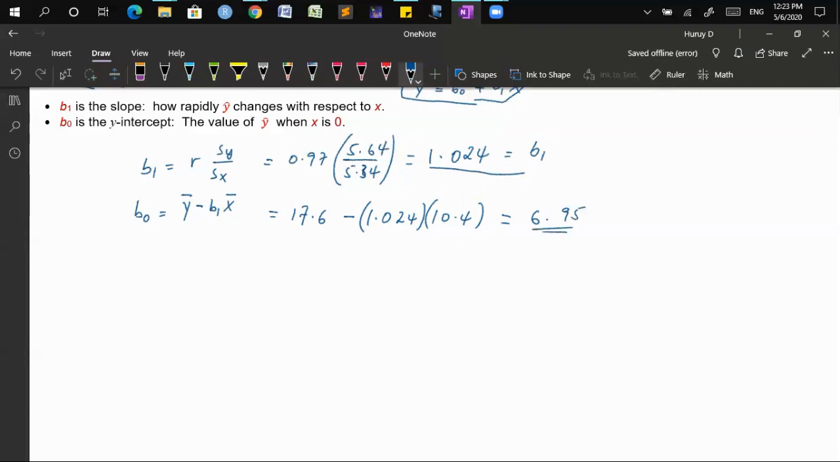Okay. Now, what is my equation now? To write the equation, these are the only things that we need to calculate. Once we have this, my line will be y hat equals b sub naught, which is 6.95, plus b1, which is 1.024x. This is the equation.